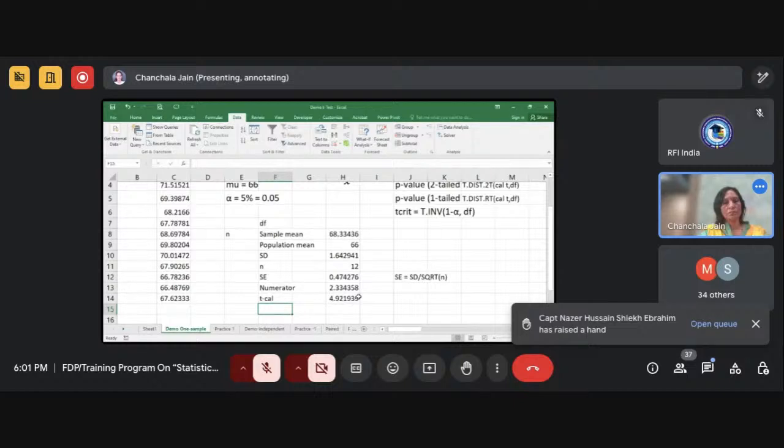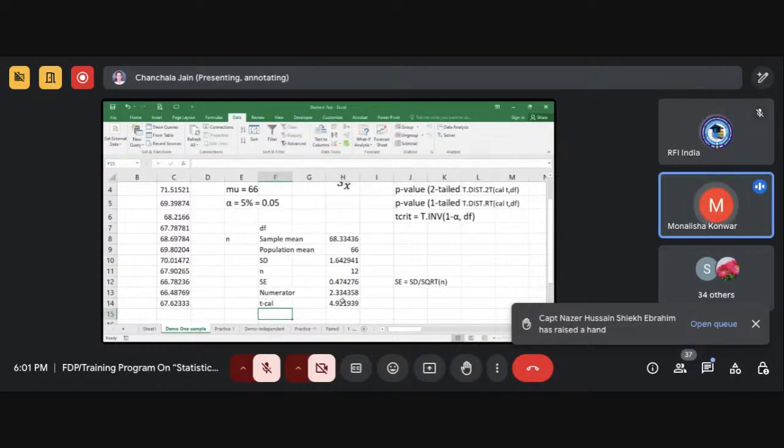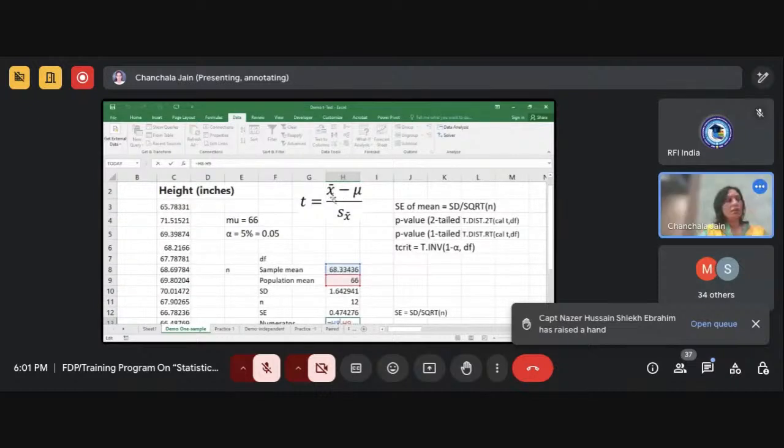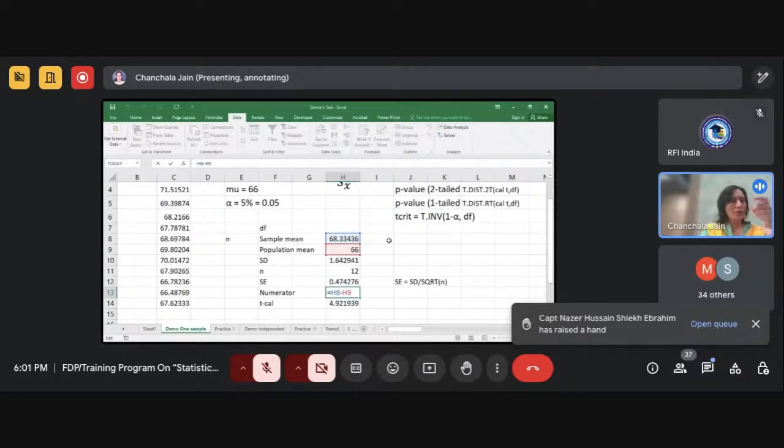Ma'am, can you show me again, the numerator and T? Numerator is the sample mean. You need to see your formula, which is saying sample mean minus population mean. Wherever those two values are written, you need to take a difference of those. That is sample mean minus population mean, which is 68.33 minus 66.